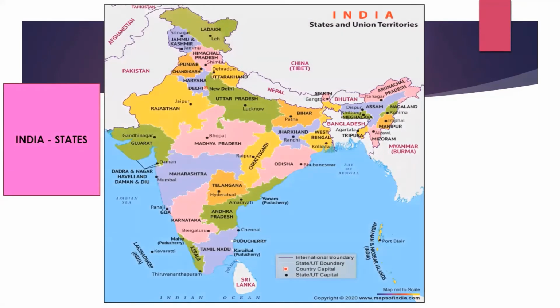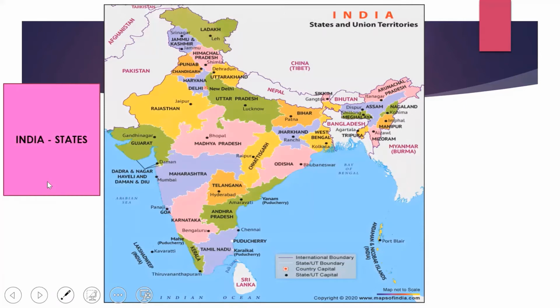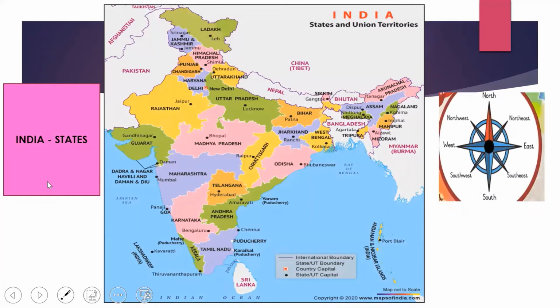So, before we go for identification of the features, let's get familiar with the states of India. Here are some effortless steps to remember the states in a systematic way. So first, we should know the directions properly. Directions indicate the north, south, west, east. These are the four major directions, and the intermediate directions are the northwest, southeast, northeast, and southwest.